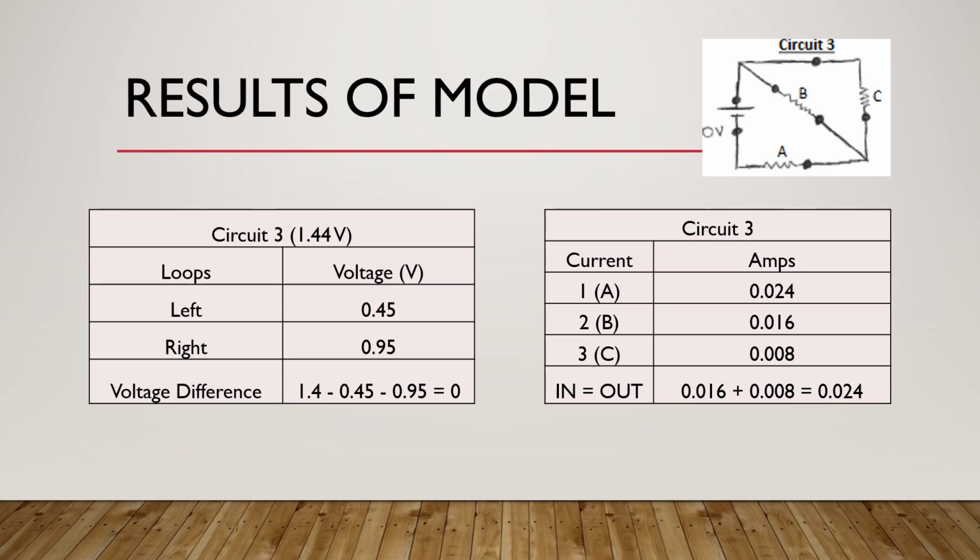And then on the right there you have the table for the junction rule, where it shows the amps measured from resistor A, resistor B, and resistor C, with the amps going through resistor A having to equal the amps going through resistors B and C, in which case it does once you do the math. So that's about it.